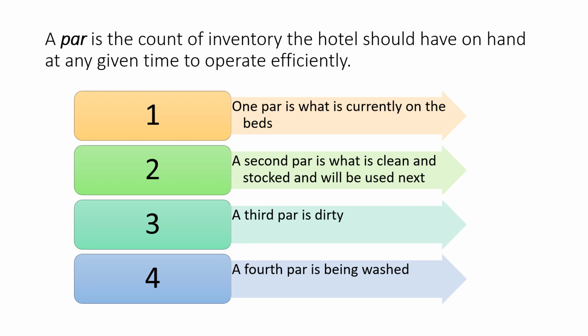Monthly inventory counts will help the housekeeping manager confirm their par levels each month. If they're short in any area, they can use their budgeted linen or terry expense to purchase replacements.